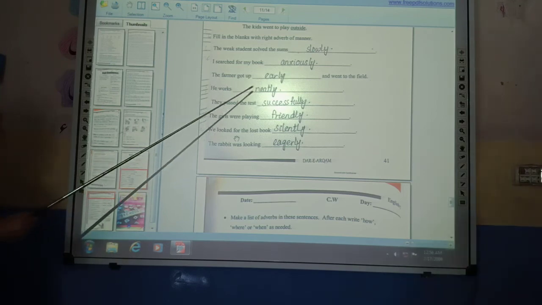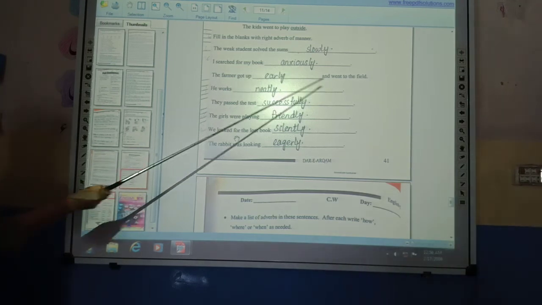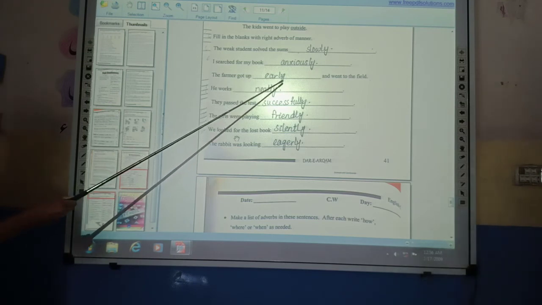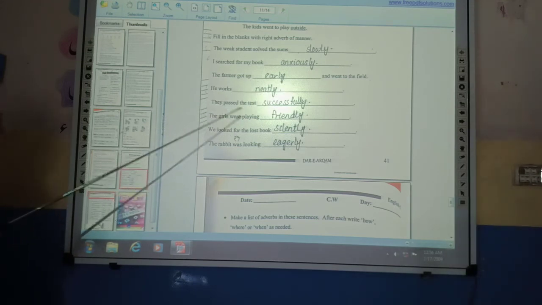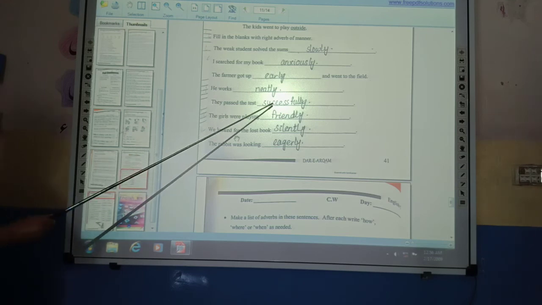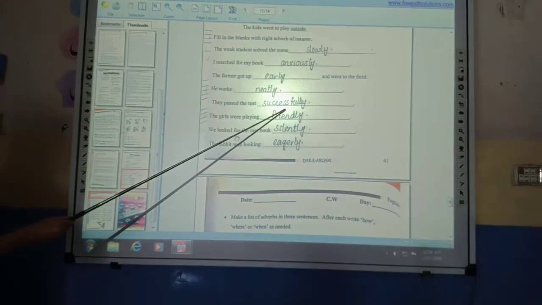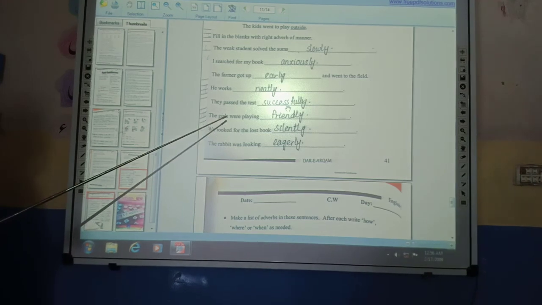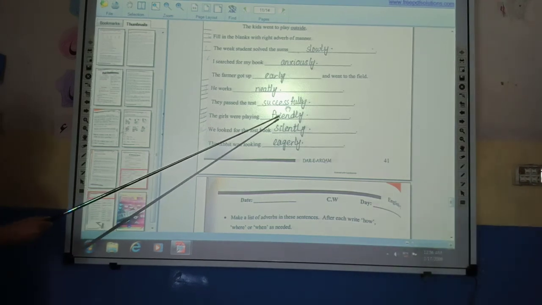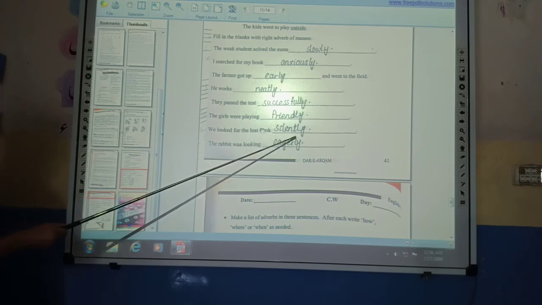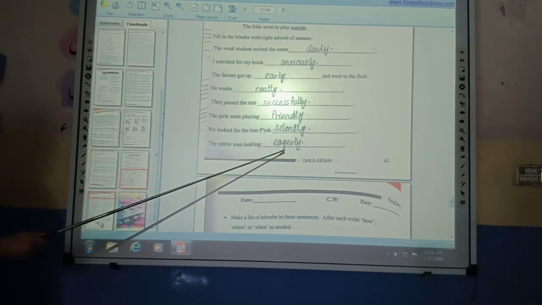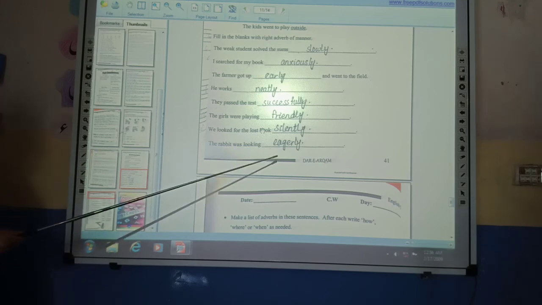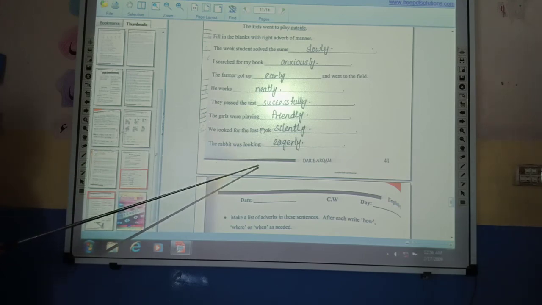The farmer got up early and went to the field. He works neatly. They passed the test successfully. The girls were playing friendly. We looked for the lost book silently. The rabbit was looking eagerly. These are the adverbs of manner.